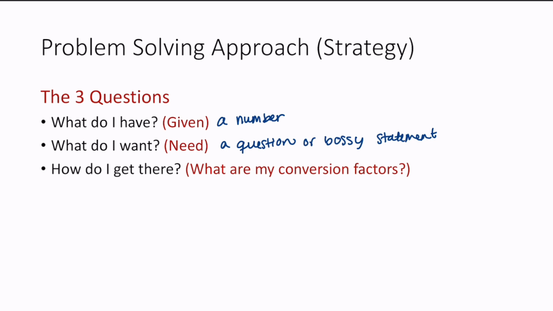And then finally, you want to ask yourself, how do I get there? What is the pathway? What is the equality that relates my given and my need? So what are the conversion factors? So you're going to find the equalities that relate your given and your need.